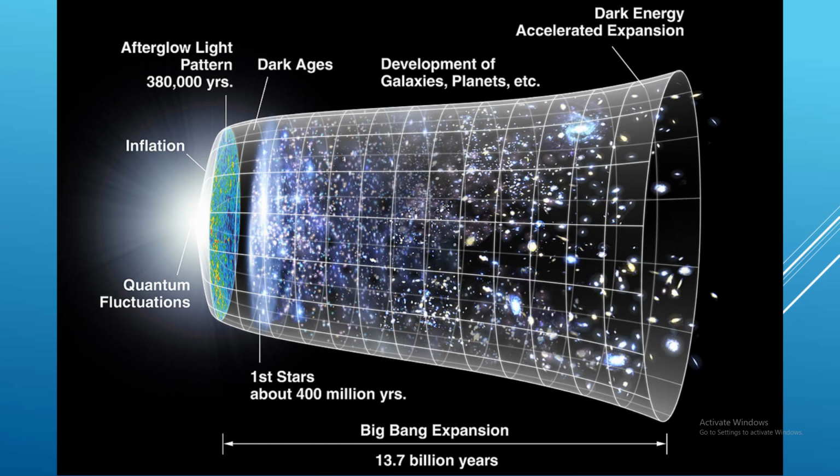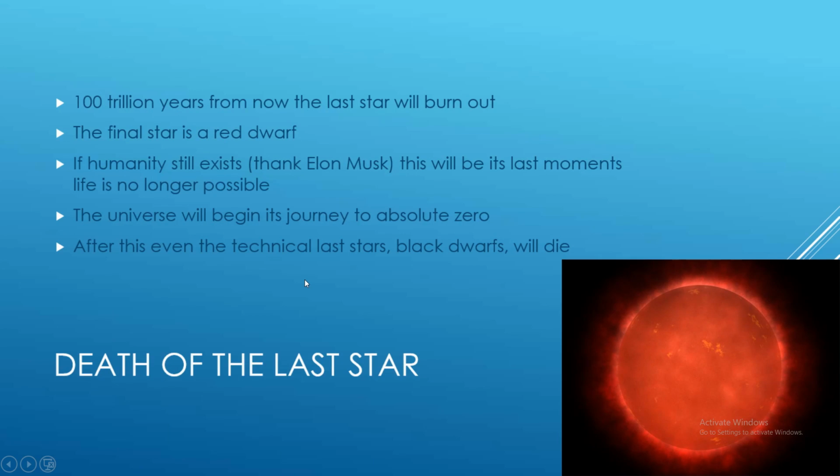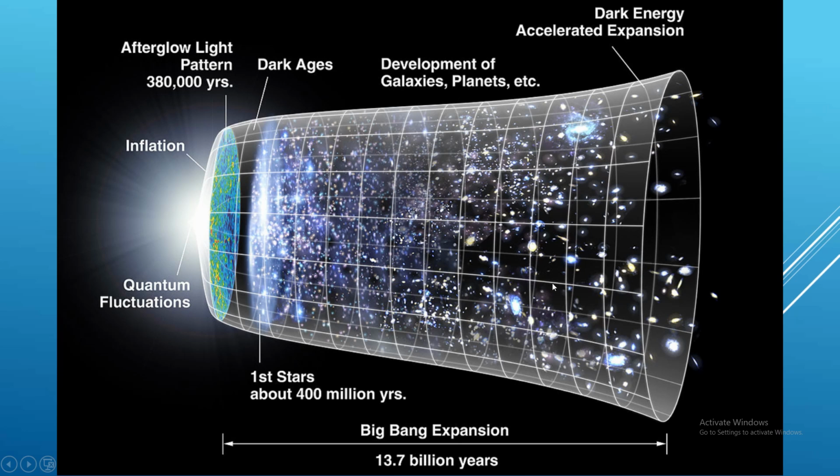Okay. So here's a basic chart. Big Bang over here. And the dark matter. And basically here's a chart of the expansion of the universe over 13.7 billion years. First gen stars, dark ages, basically there. Quantum fluctuations, inflation, I guess. I don't know, afterglow light pattern, basically.